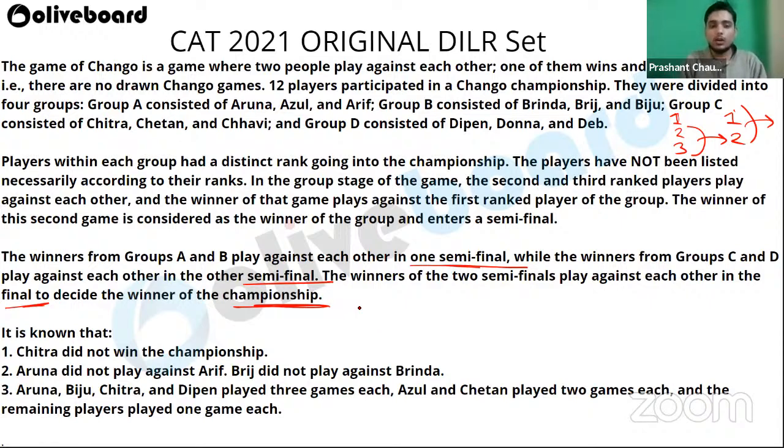And there is no draw on this, right? So I think you have understood the question. There are basically 12 players, and 4 players will go in semi-final. Then only 2 players will go in final. Then one will win the championship, right? Chitra did not win the championship.